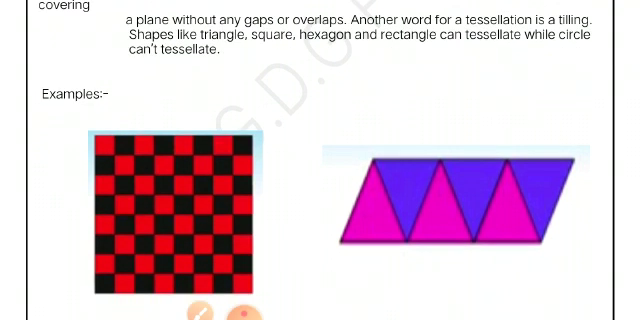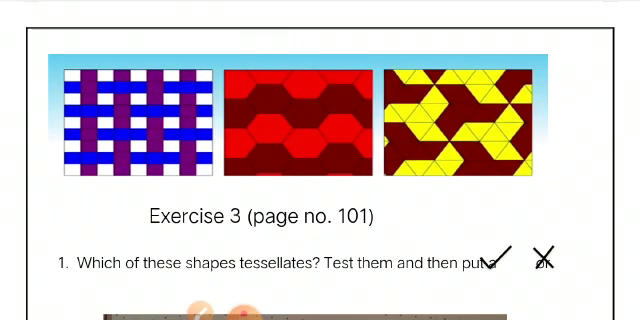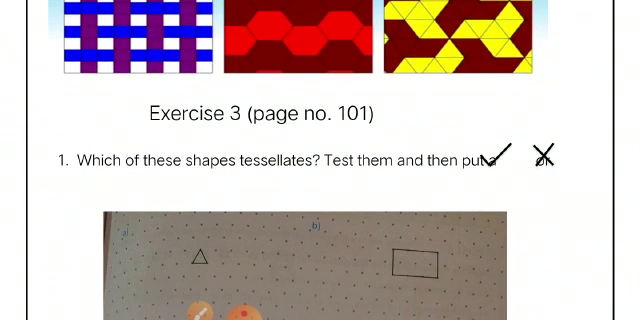You can see here the examples: squares are placed back to back. In another example, triangles are placed back to back, and this is what we call tessellation or tiling. Few more examples are here, and exercise 3 on page number 101 of your textbook is like this.